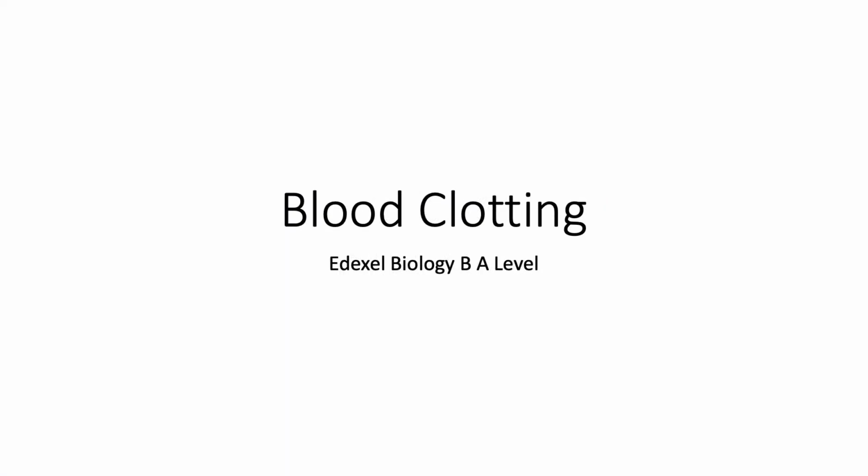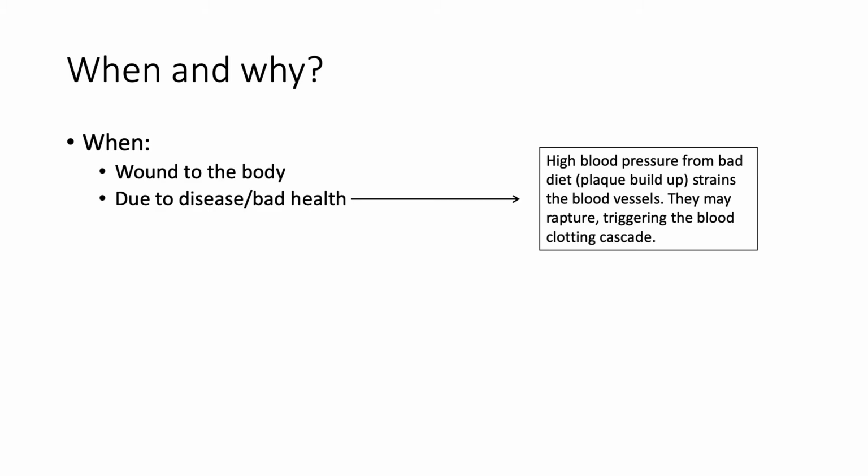Hi, today I will be going over the blood clotting cascade for the Edexcel Biology B A-level course. So when and why does blood clotting occur? Usually it happens when you have a wound to your body or due to disease and bad health.